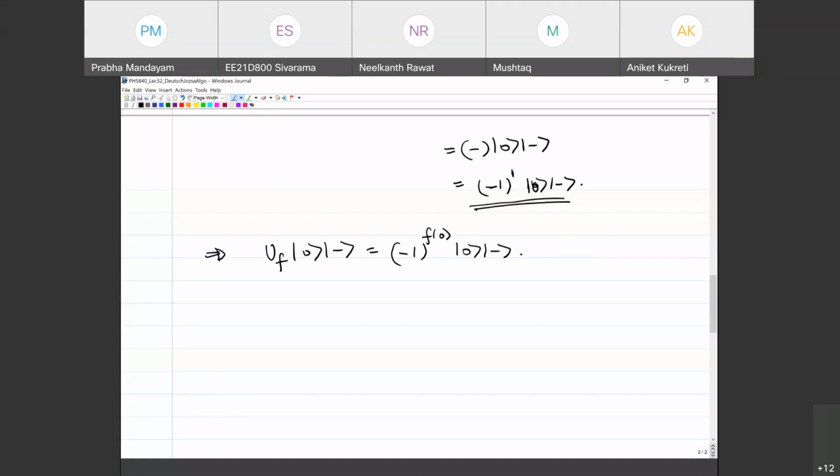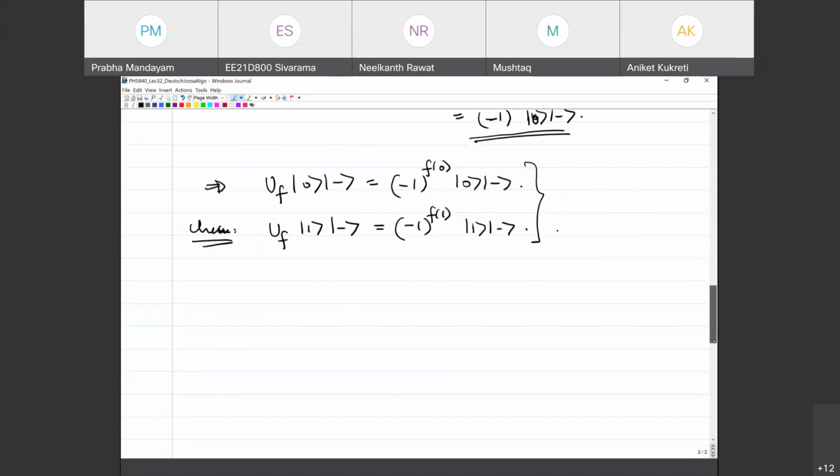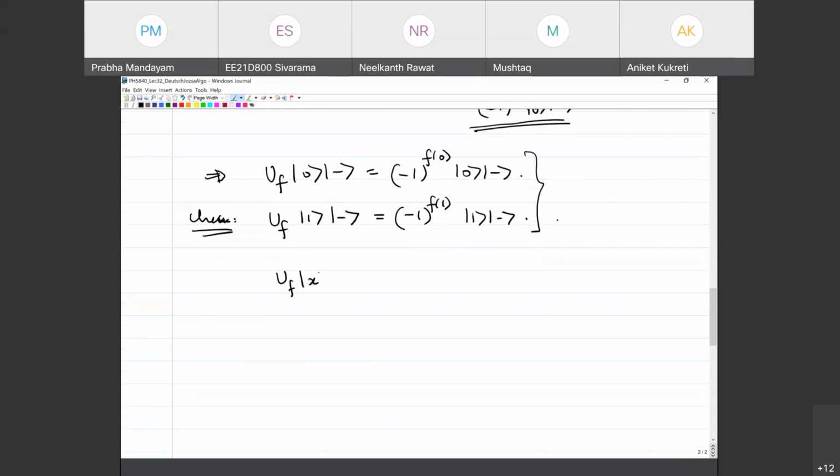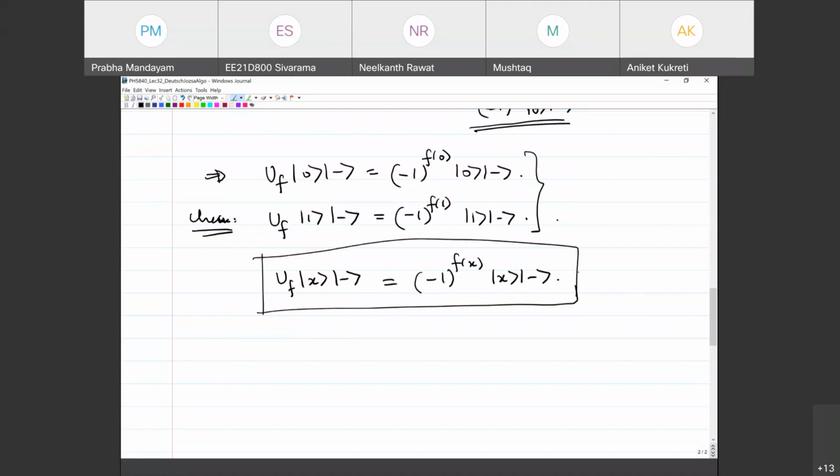I hope you see this, and it's up to you to now check that U_f acting on |1⟩ minus will have the same property, that it is (-1)^f(1) |1⟩ minus. Okay? So this really is what the oracle is achieving. It is taking U_f |x⟩ minus to (-1)^f(x) |x⟩ minus. So this is an alternate way to describe the functionality of the oracle, that it is able to pull out the value of f of x onto a phase.